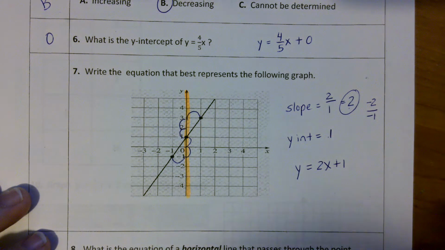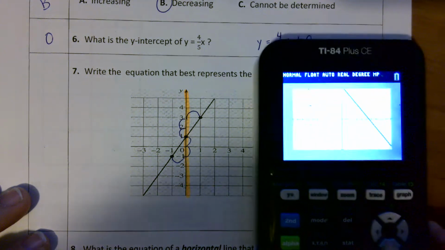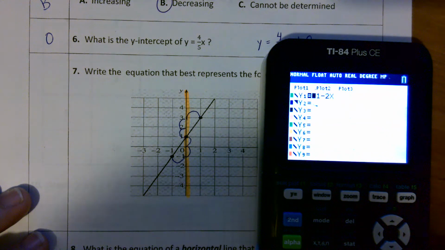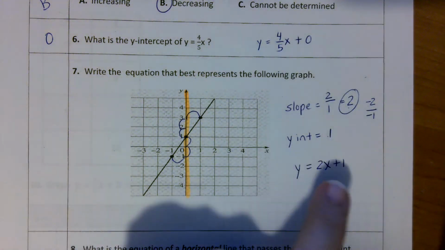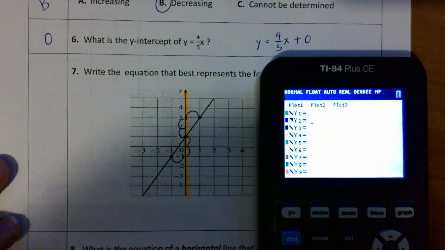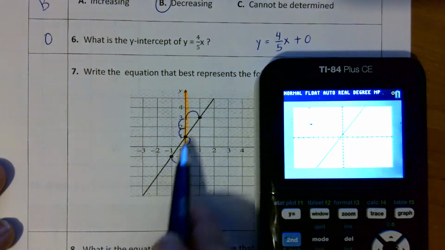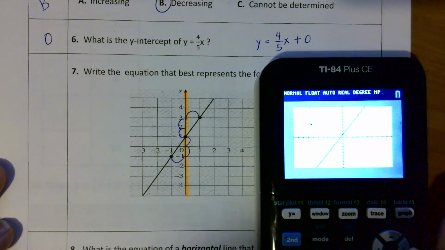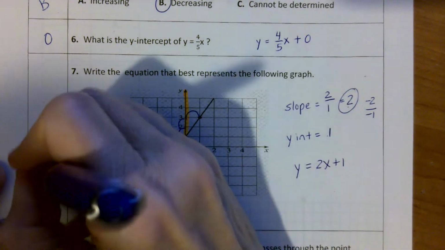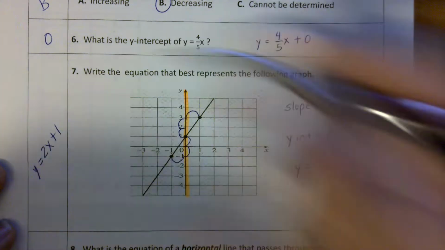Let's grab your calculator and make sure that matches. So I go to y equals, I clear that. We're going to put in 2x plus 1, and I press graph. Sure enough, it looks exactly like the line we had. So we know the equation y equals 2x plus 1 is correct.